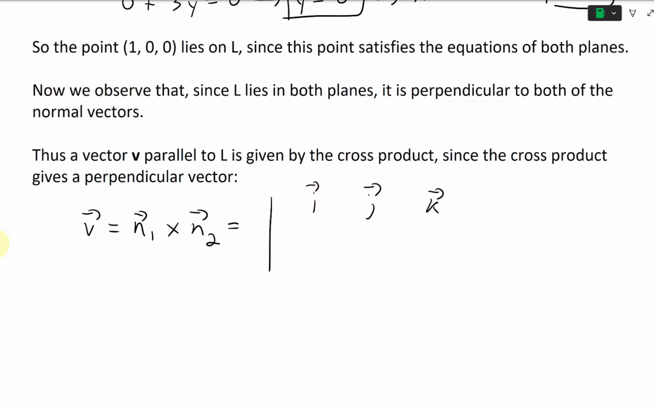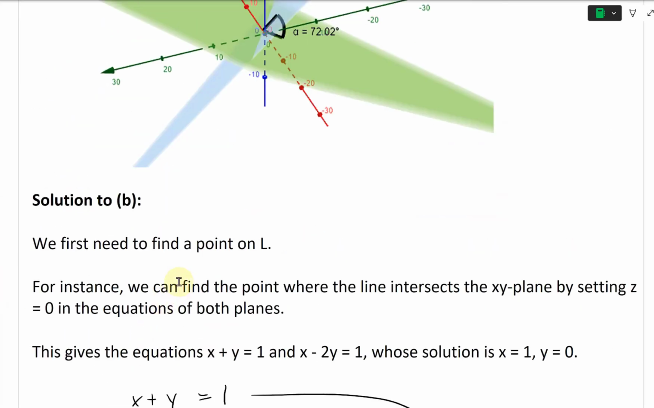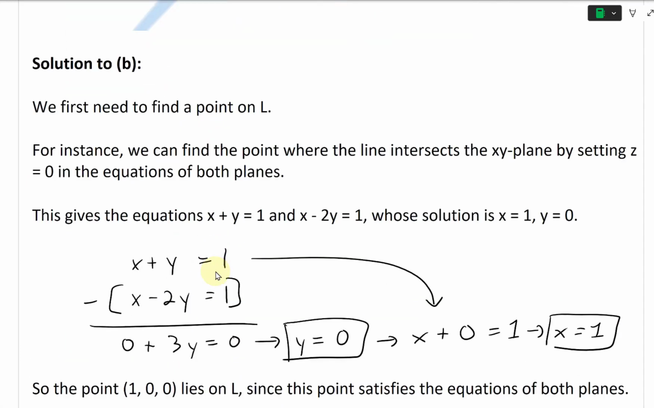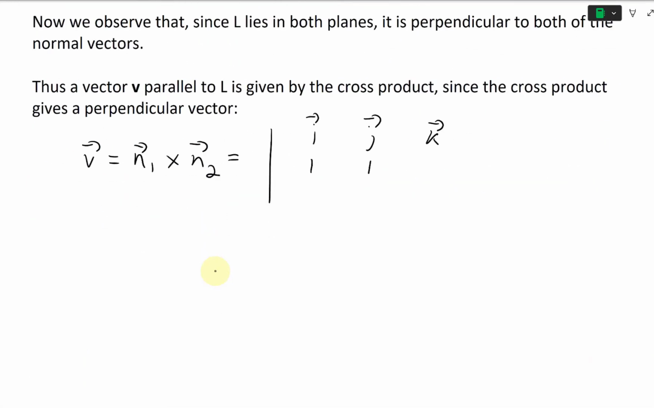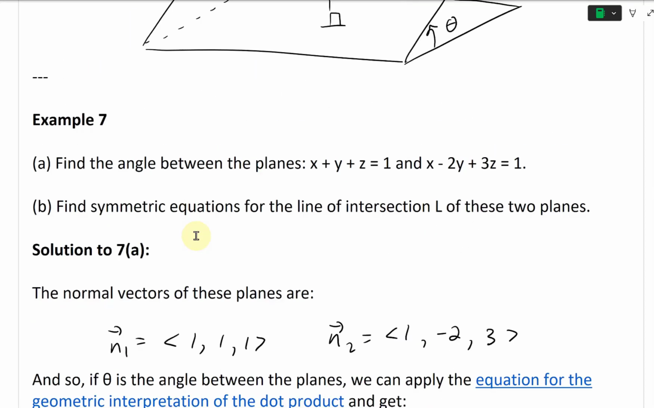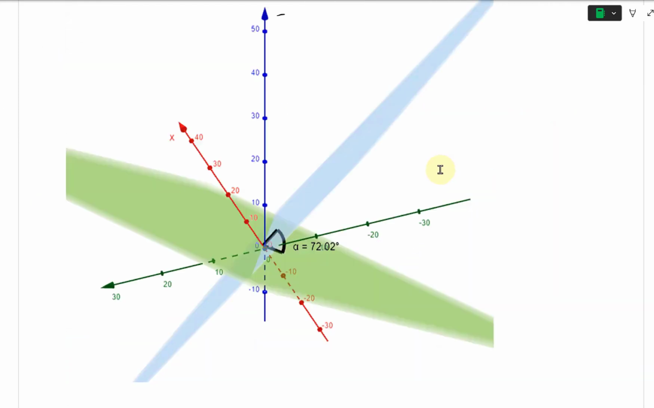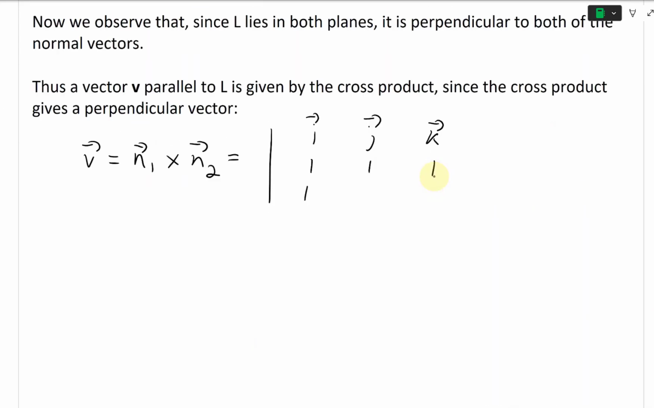And then the components. So n1 vector is just going to be 1, 1, 1. And the next one is going to be, let's just go all the way up here, 1, negative 2, 3. So 1, negative 2, and 3. And now we'll do the cross product as always.